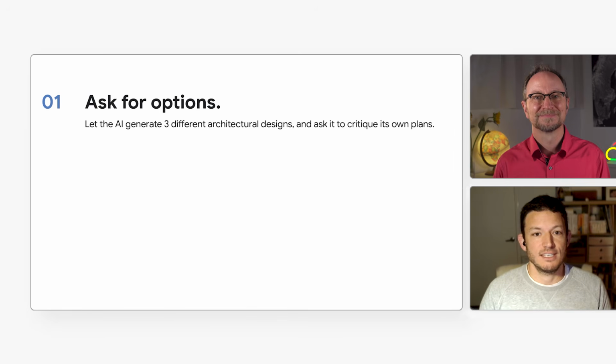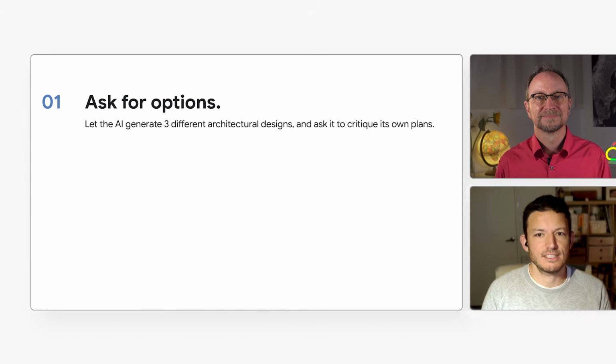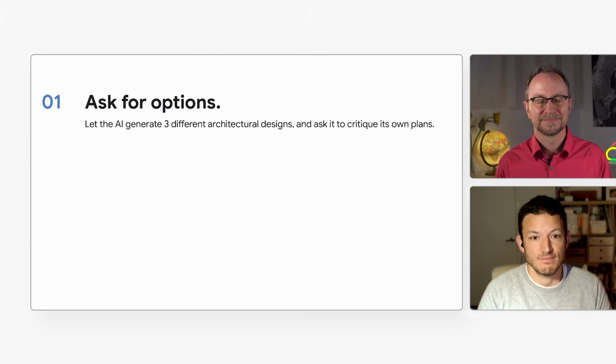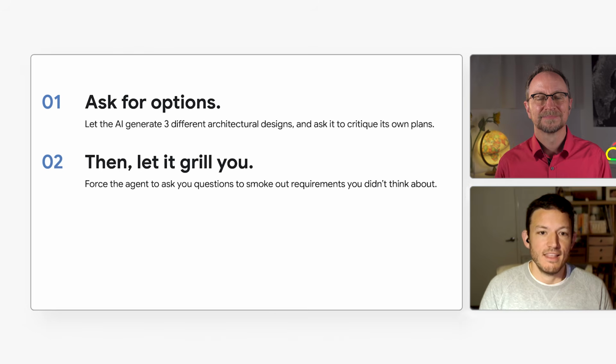Well, sticking with the rule of 3, there are some prompting rules that I use across different scenarios. On discussing new features, ask for options. Have the AI generate 3 different architectural designs and then ask it to critique its own plans first. You can even ask it to give you the one it prefers. Then let it grill you. Force the agent to ask you questions to smoke out requirements that you might not have thought about.